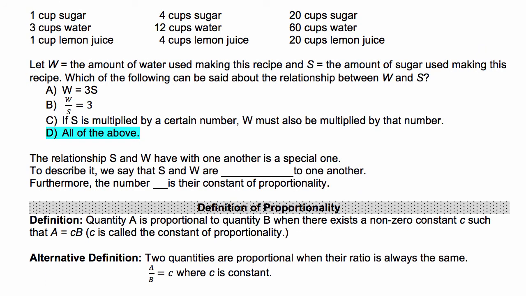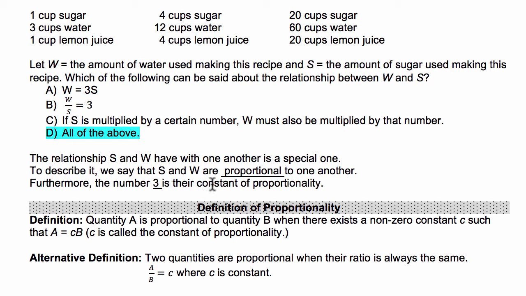The relationship S and W have with one another is a special one. To describe it, we say that S and W are proportional to one another. Furthermore, the number 3 is their constant of proportionality.